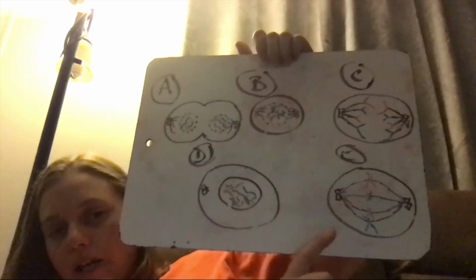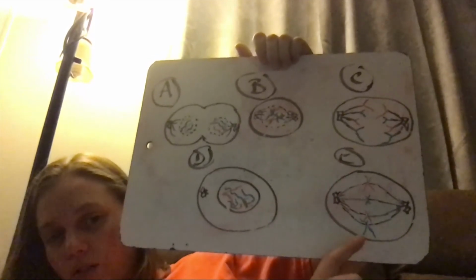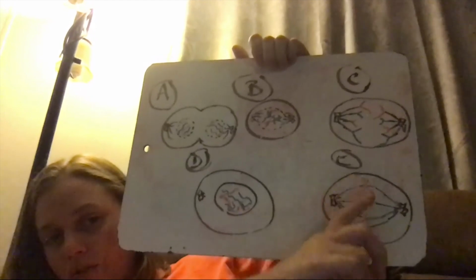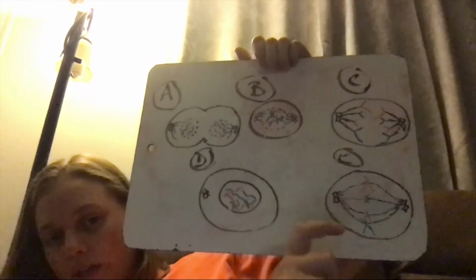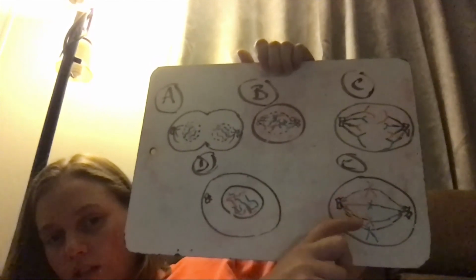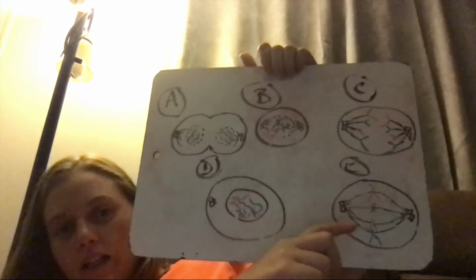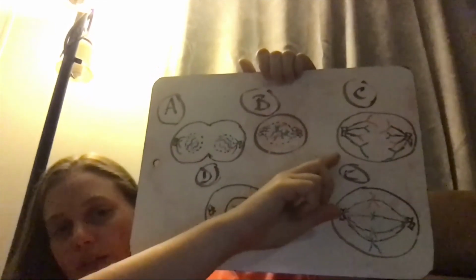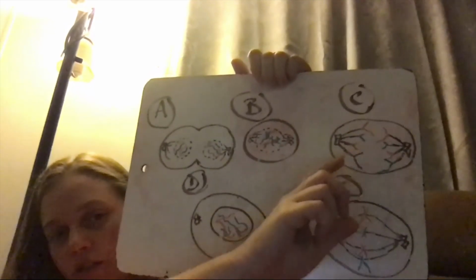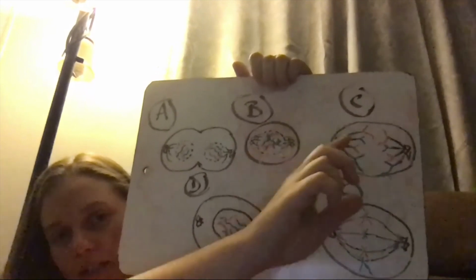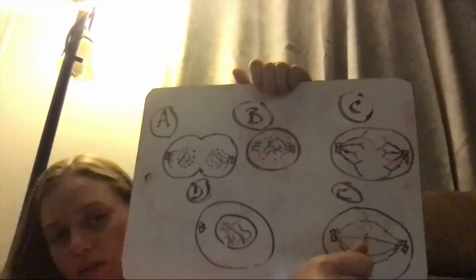In E, we have metaphase. All of our chromosomes have lined up in the center of the cell, and the spindle fibers have attached to the sister chromatid at the centromere, that central point. And we have a long blue and a long orange and a short blue and a short orange. Okay. In C, we have anaphase, and we can see that our chromosomes are being pulled apart. Our sister chromatids have been separated. So we have a chromosome and its exact copy being pulled to opposite ends of the poles.